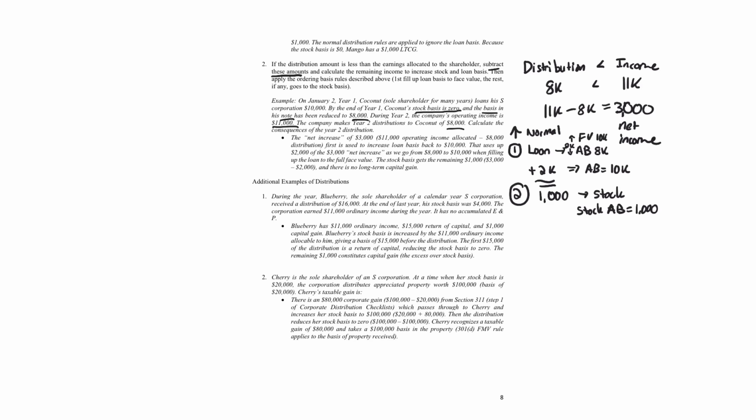So last thing, and then we're done with this discussion, is I want to talk about two other examples when it comes to distributions. So number one, during the year, Blueberry, sole shareholder of a calendar year S Corporation, received a distribution of $16,000. So we have a distribution of $16,000. At the end of last year, the stock basis was $4,000. The corporation earned $11,000 of income. It has no accumulated earnings and profits.